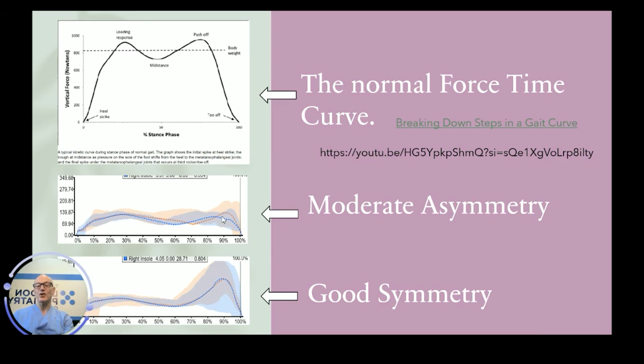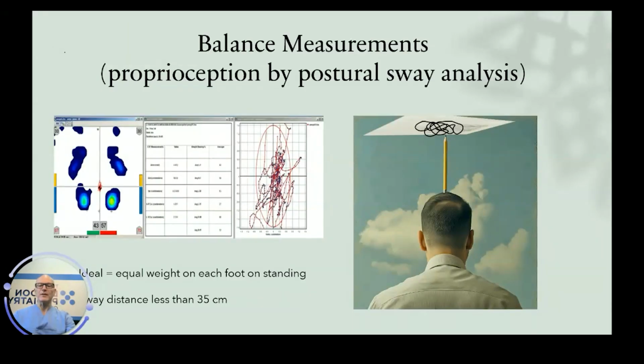It's not quite M-shaped. The blue looks better. Obviously, one is left and one is right. If we look at this one, it's still not perfect, but there's perfect symmetry. So we're going to be much happier with this curve than that curve. So these are things that we try to optimize as part of your gait treatment.